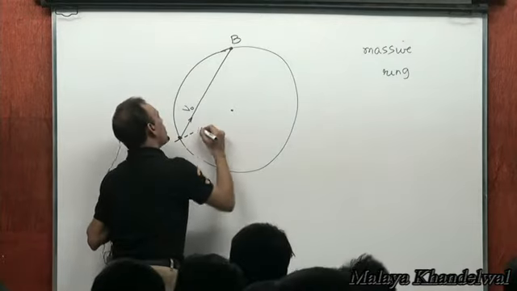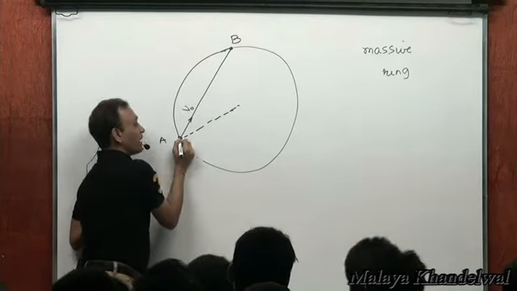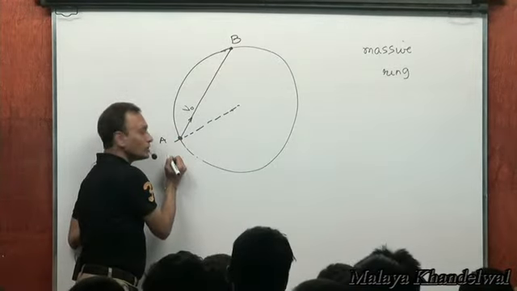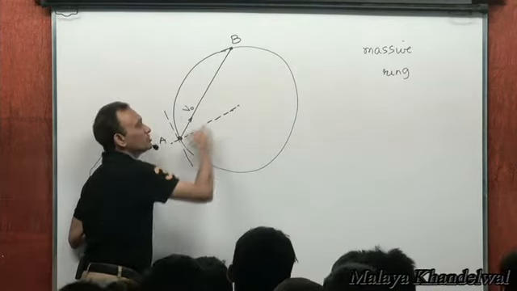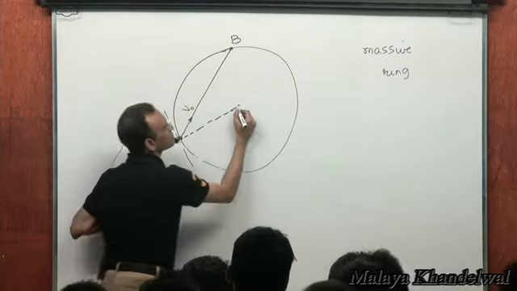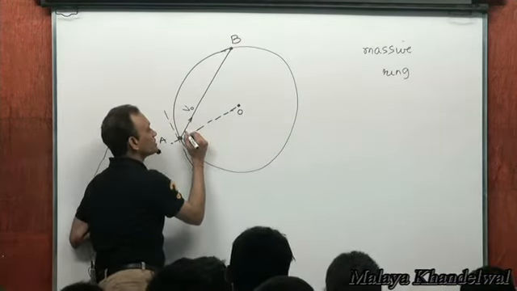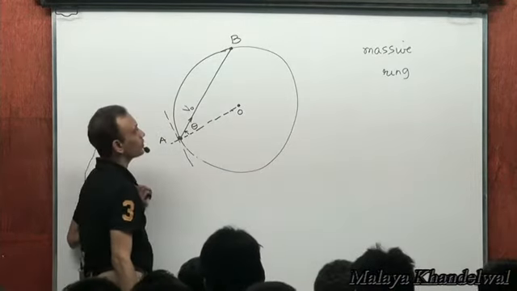Now in this case, the common normal direction will always be the radius at the point of impact. Because this is the common tangent direction, perpendicular to it will always be the common normal direction, right? So O is the center, and suppose this angle is theta.